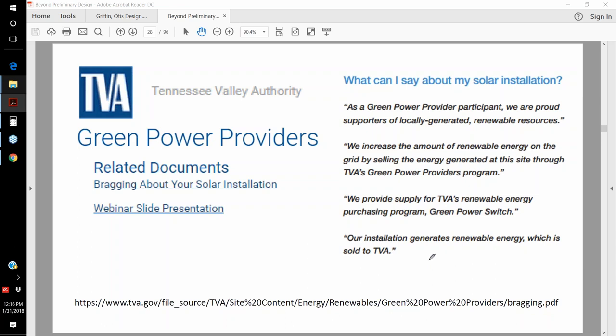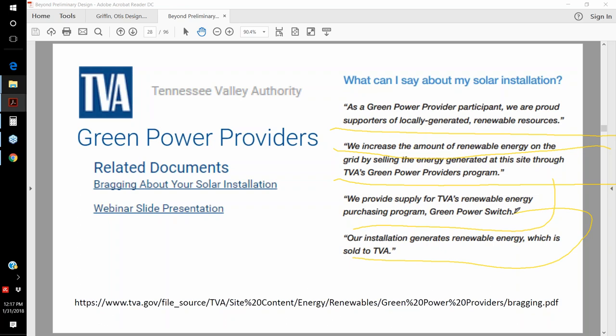And so they give you a document that says, you can say that we are supporters of green energy. You can say that we increase green energy on the grid by selling it to the TVA as part of their program. You can say that we supply green power for their voluntary green power purchasing program. You can claim that you have a solar array on your rooftop that's sold to the TVA.